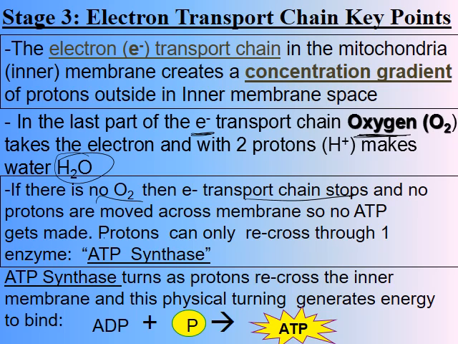And the protons themselves, the H pluses, can only recross through ATP synthase, and ATP synthase, like I said, works kind of like a more complicated water wheel, but it's the same basic principle. And as it turns, it's forcing together ADP and a phosphate ion to create our ATP, our energy.